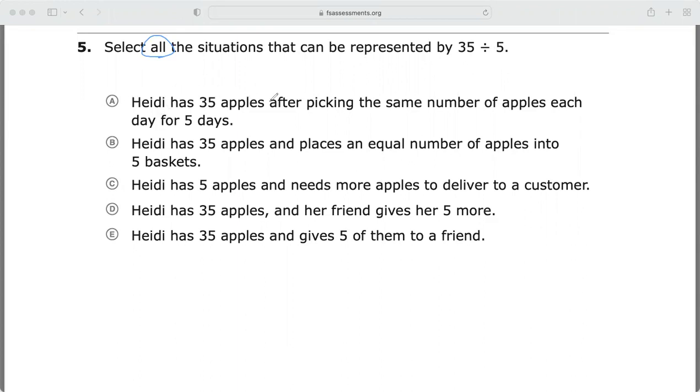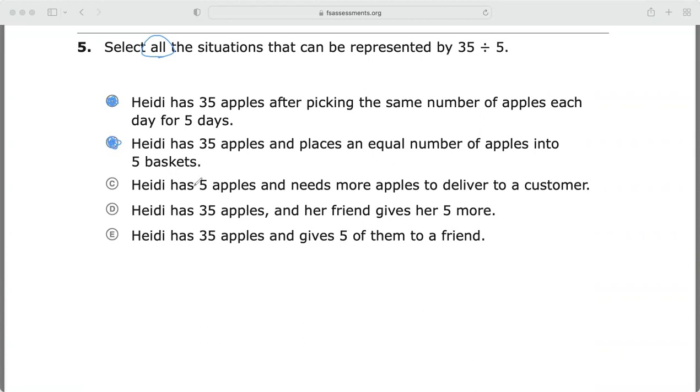Heidi has 35 apples after picking the same number of apples each day for 5 days. So that is definitely 35 divided by 5. How many apples did she pick each day? Heidi has 35 apples and places an equal number of apples into 5 baskets. So here she's dividing 35 by 5 to see how many apples go into each basket.